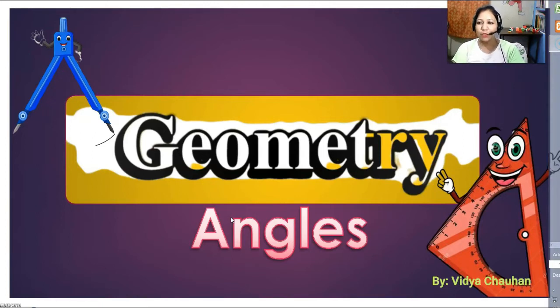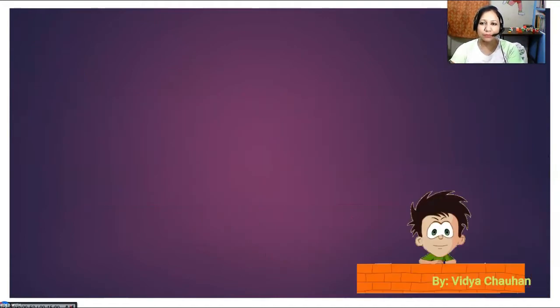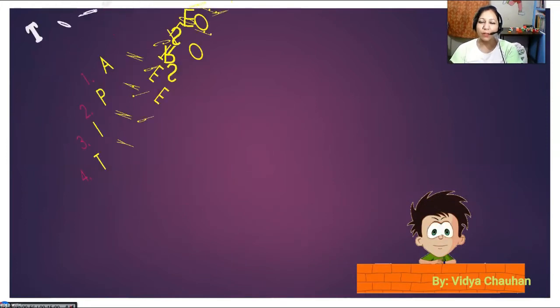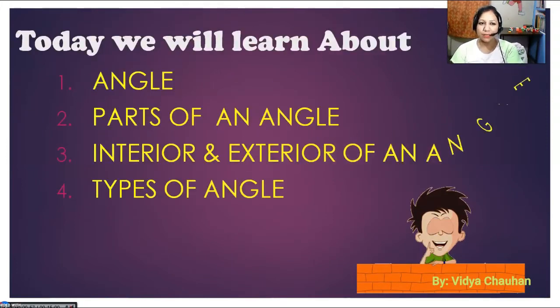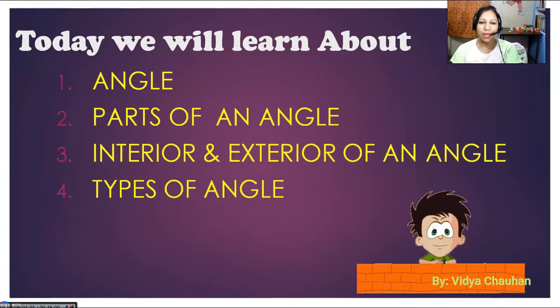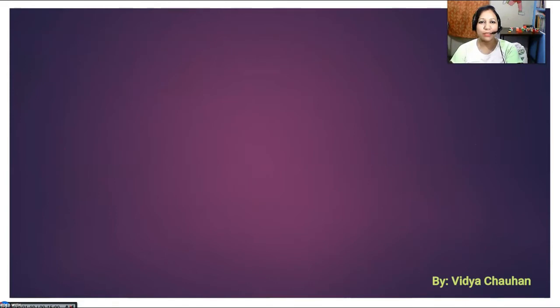So today in our topic we are going to discuss angles. As you can see here, this is our chapter, Angles, the second part of basic geometrical concepts. In this lesson we will learn about angle, parts of an angle, interior and exterior of an angle, and types of angles. Right students? So moving forward one by one.